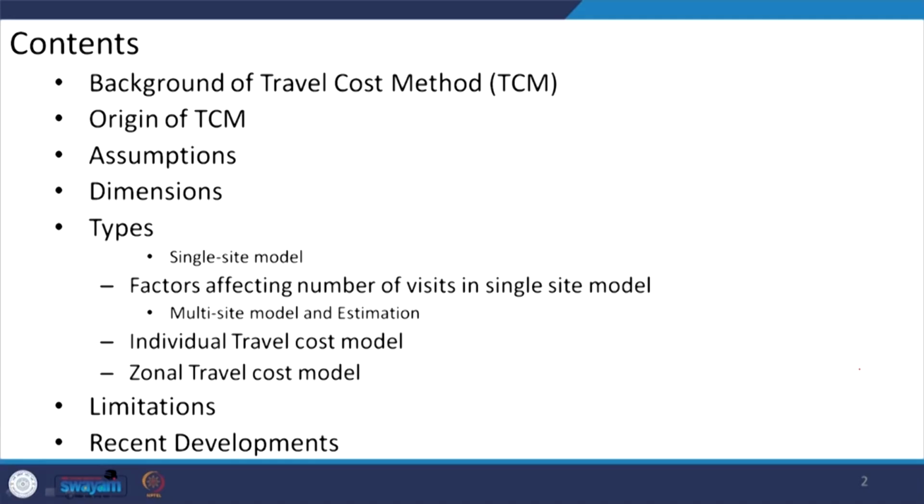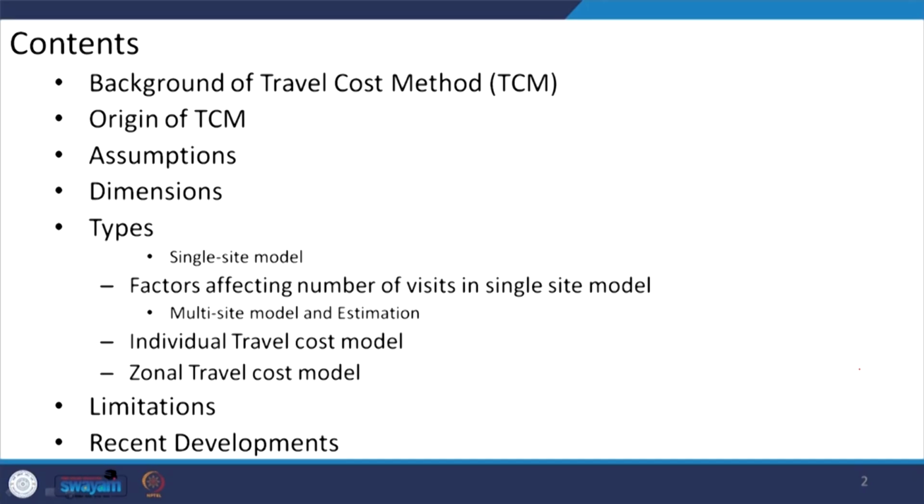Hello everyone, today we will be discussing the last method under this travel cost, this revealed preference method, that is the travel cost method. So, in the travel cost method, as you understand, it is one of these methods under this revealed preference method. We will be discussing in detail what is the background of the travel cost method, what are the origins, and what are the assumptions that we need to take into account, and also the dimensions and different types of travel costs and models that we need to discuss.